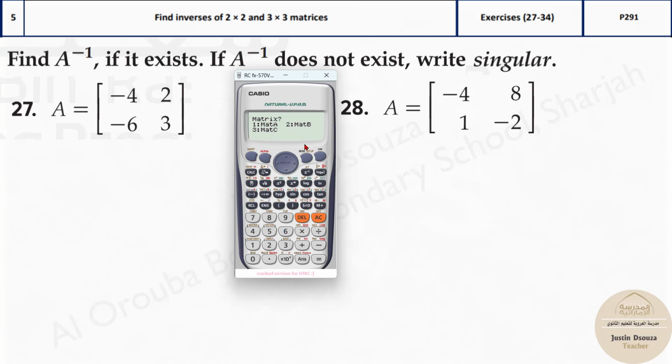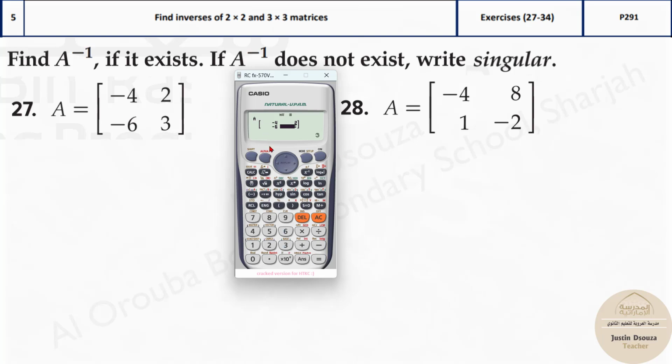That is the matrix. And now initially when you start, you can fill in one matrix. Now for inverse, there's only one matrix. So press matrix A, that is option number 1. And look at the dimensions of this matrix. It's 2 cross 2. 2 rows, 2 columns, right? 2 cross 2 is option number 5. And type the matrix in. Negative 4. Then press equal to. Once you do it, press equal to. And minus 6 equals to 3.